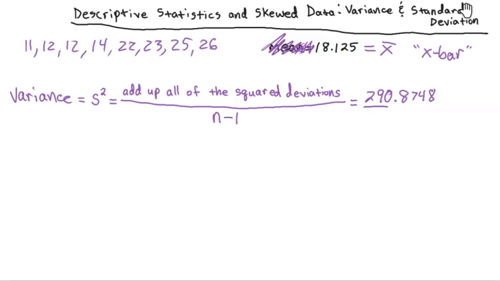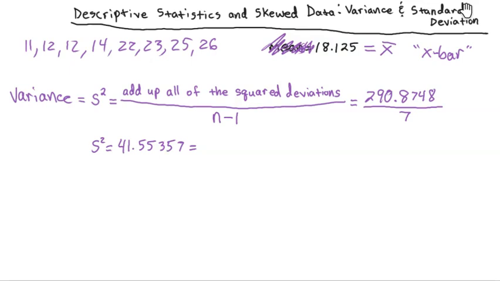All right, so this is 290.8748 divided by 8 minus 1, which is 7, okay? And so if we go ahead and do this in a calculator, we would get s squared is equal to approximately 41.55357.